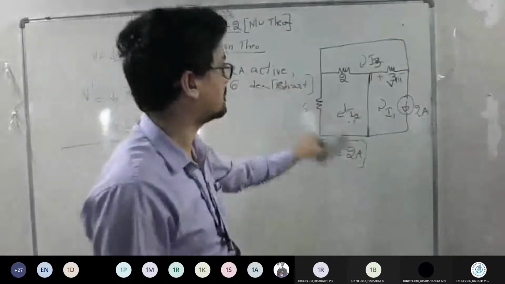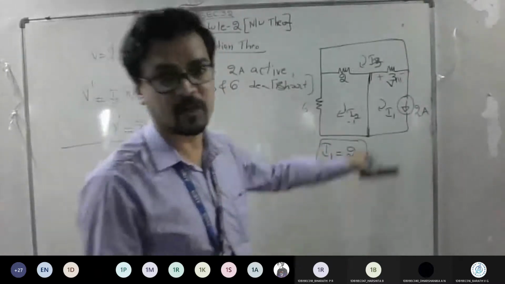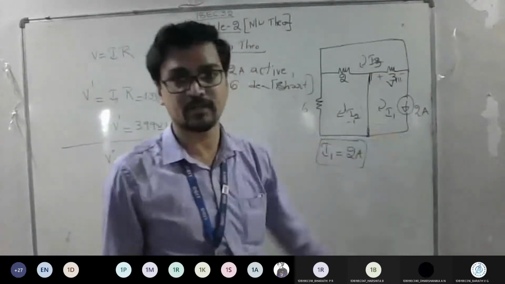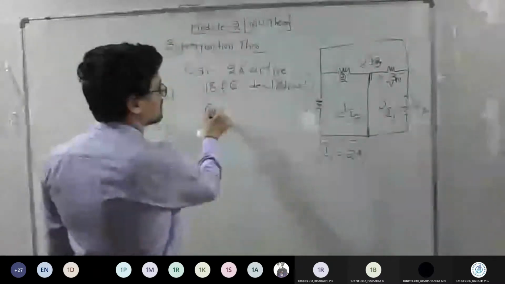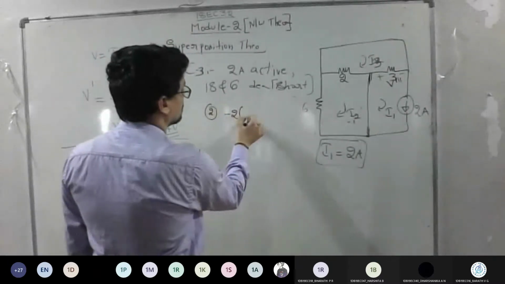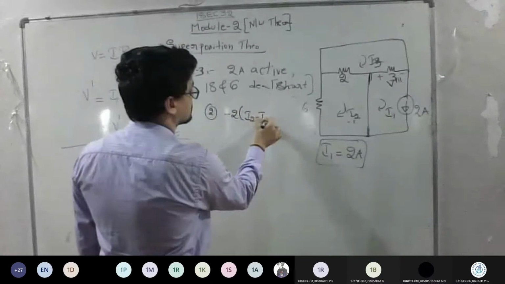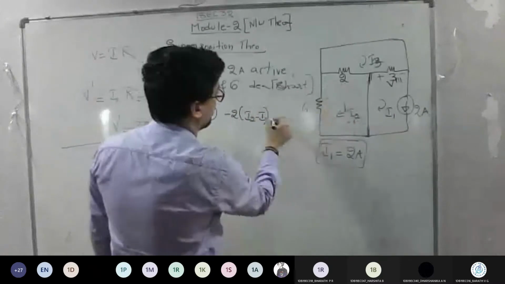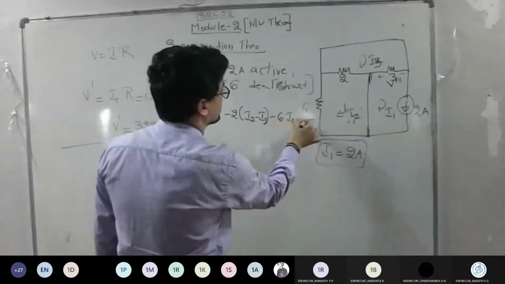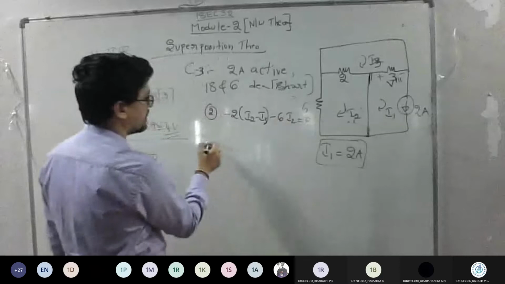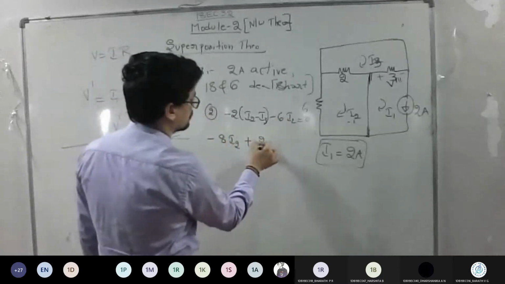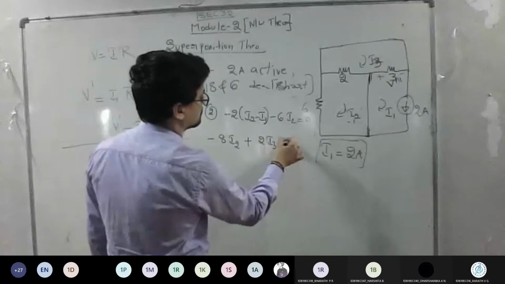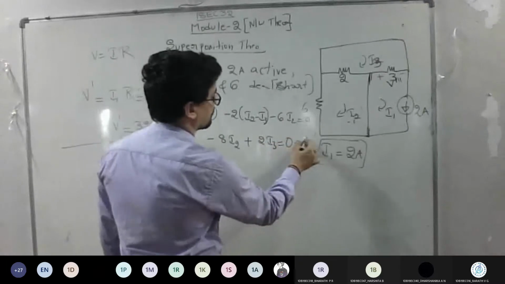So apply mesh analysis for this two. No need to apply mesh for this first one because you already got the answer. So apply for mesh 2. How much? -2 I2 minus I3, then minus 6 I2 equal to 0. So if you simplify, you're going to get minus 8 I2 plus 2 I3 equal to 0. So this is the first equation.